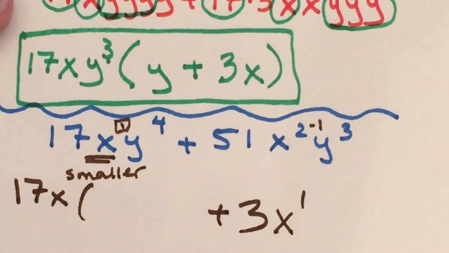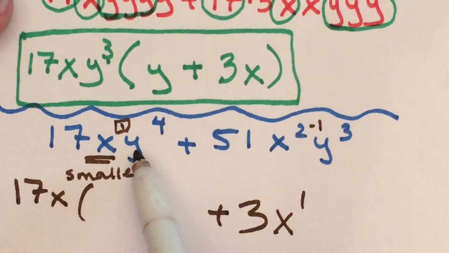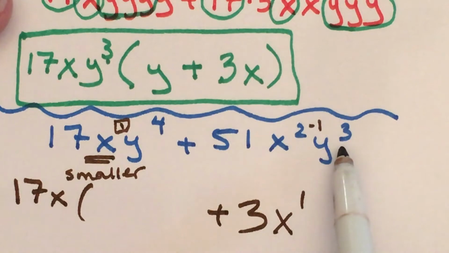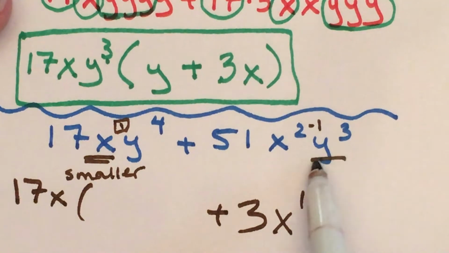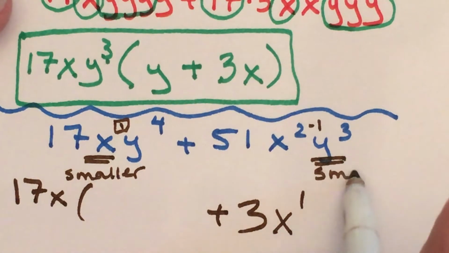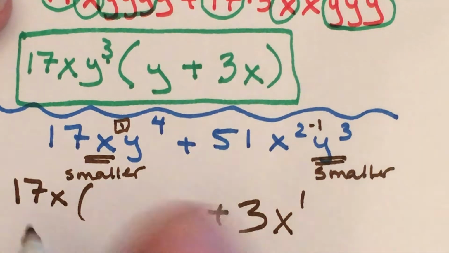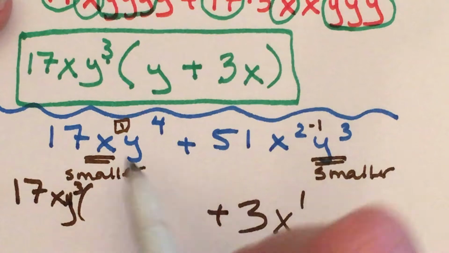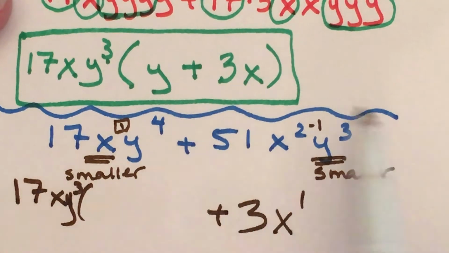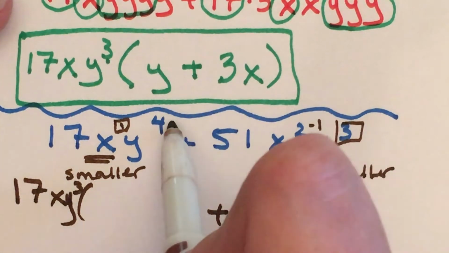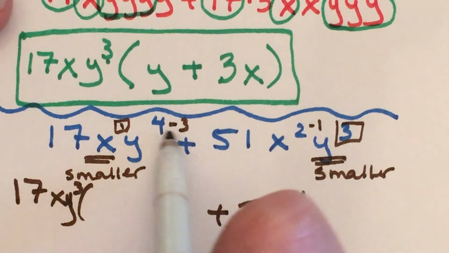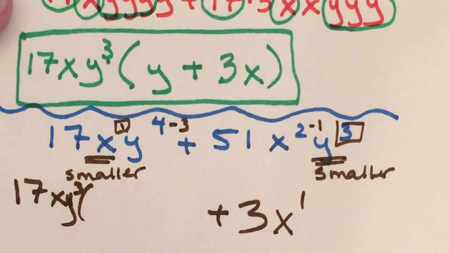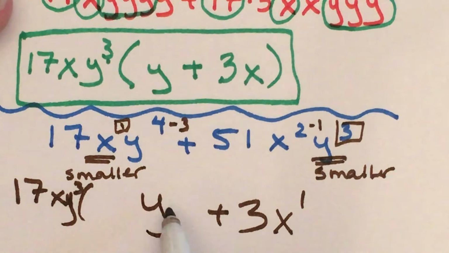And then I would say, all right, I've used my 17. I've used my x's. I have a y to the 4th. I have a y cubed. This one is smaller, so I'm taking all of it, y cubed. And that 3 I am subtracting from that exponent on the first term. So 4 minus 3 is 1. I just have y to the 1.